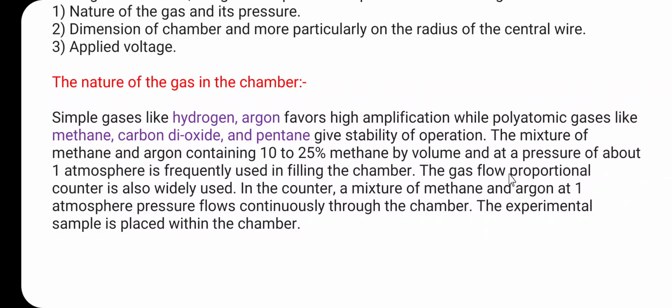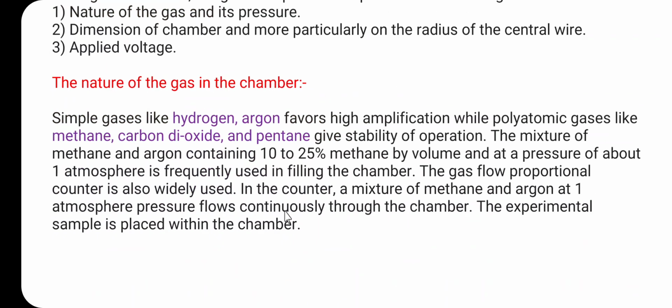The gas flow proportional counter is also widely used. In this counter, a mixture of methane and argon at 1 atmospheric pressure flows continuously through the chamber, and the experimental sample is placed within the chamber. So, friends, this is about the proportional counter. In this lecture we have discussed the ionization chamber and the proportional counter. Thank you.